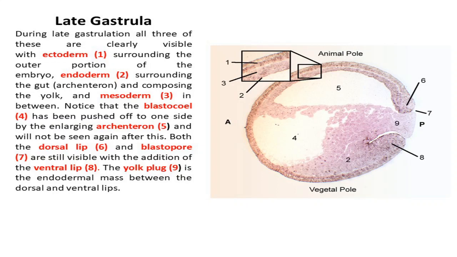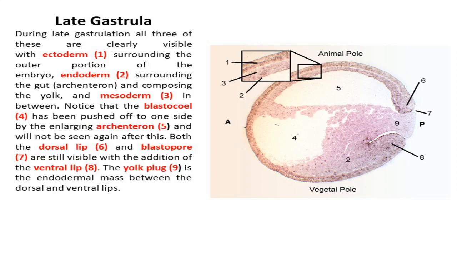During the late gastrulation, all the three layers, that is the ectoderm, endoderm and mesoderm, are visible. Here you can see the outermost is the ectoderm, the middle one is the mesoderm, and the interior one is the endoderm. Another cavity appears, which is known as the archenteron cavity. The blastocoel cavity has been displaced, and the cells between the dorsal and the ventral lip, the two lips formed at this stage.